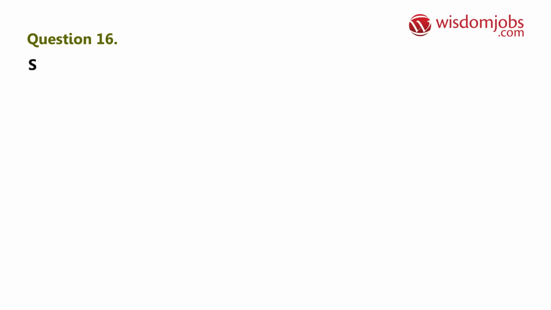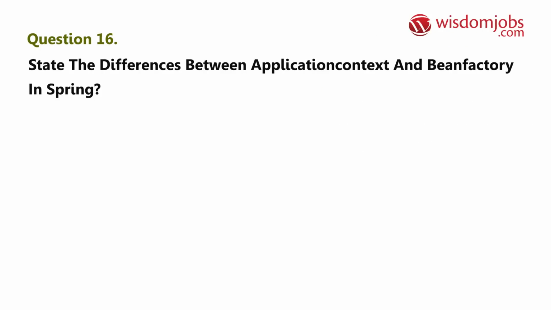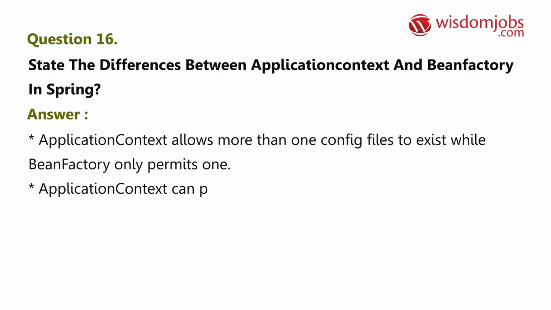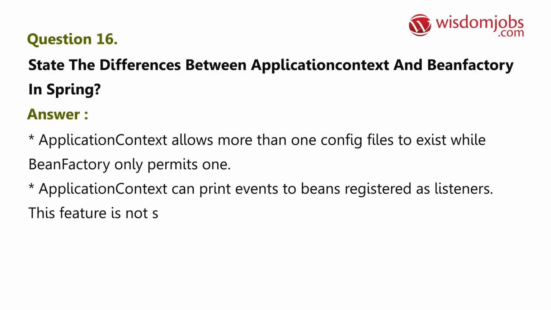Question 16. State the differences between application context and Bean Factory in Spring. Answer. Application context allows more than one config file to exist, while Bean Factory only permits one. Application context can publish events to beans registered as listeners. This feature is not supported by Bean Factory.